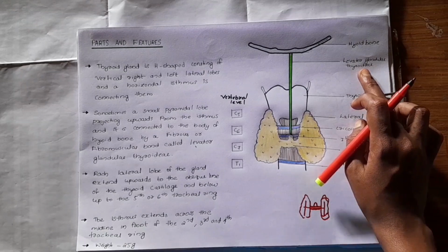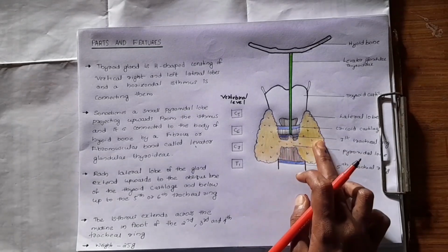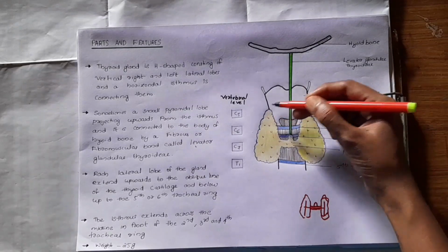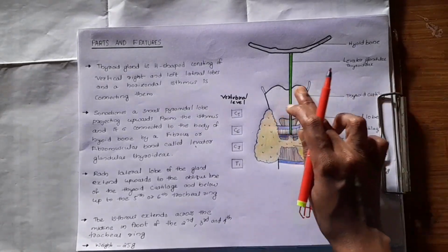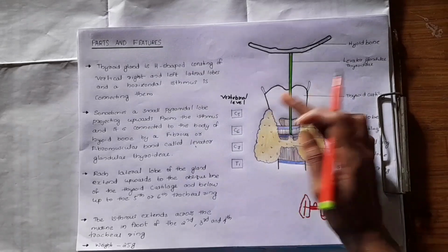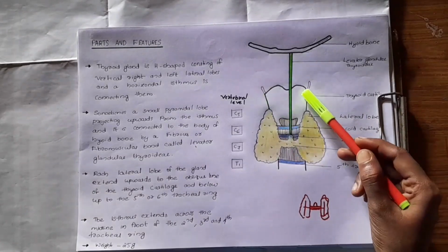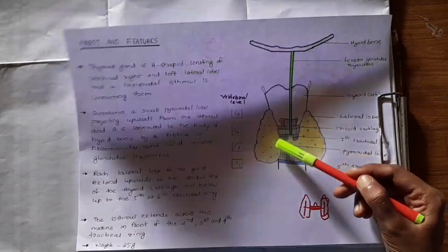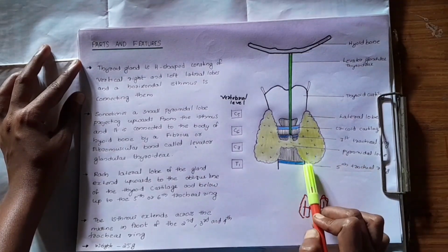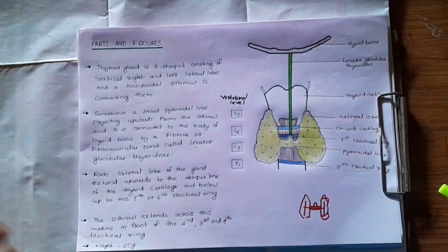And the next point is each lateral lobe of the gland extends upwards to the oblique line of the thyroid cartilage. This is the thyroid cartilage, and the lateral lobe extends upwards up to the oblique line of the thyroid cartilage, and below up to the fifth tracheal ring. This is the extension of the lateral lobe.